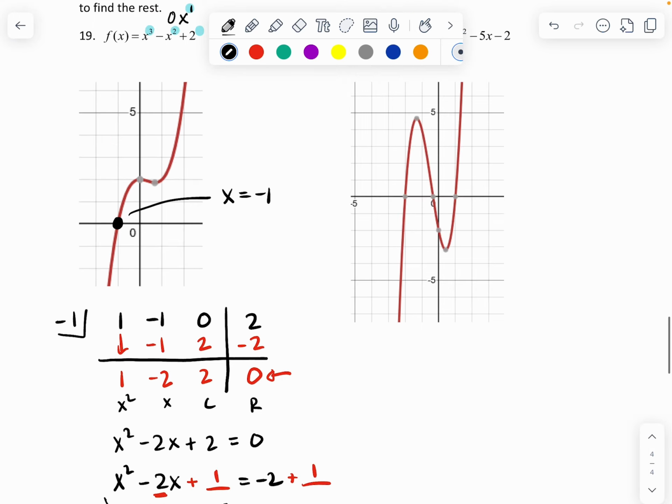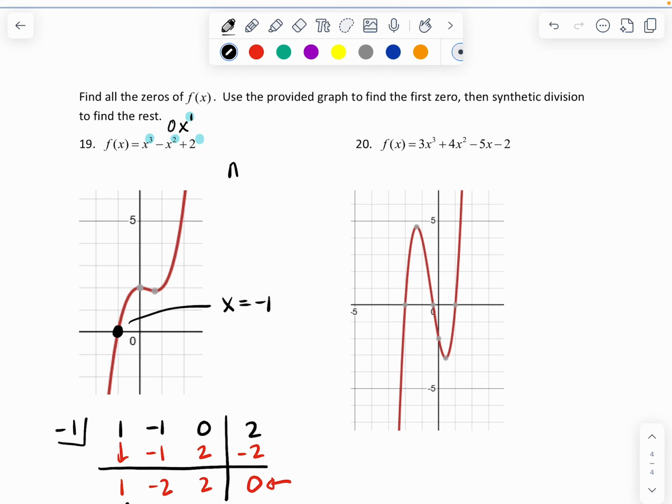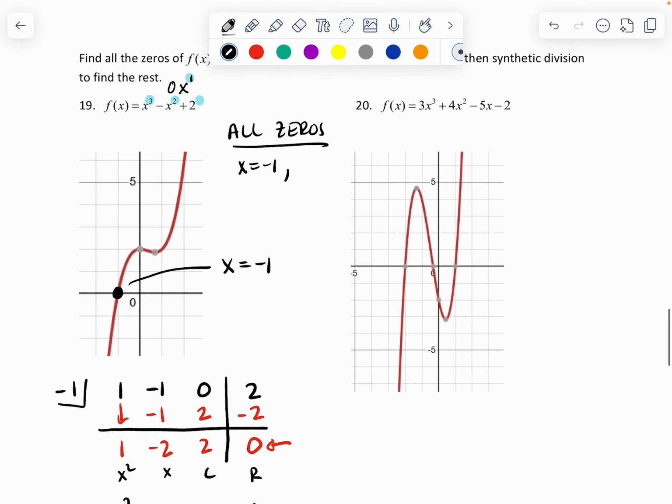So all the zeros here, if I want all the zeros, I have x equals -1. That's the one I got off the graph. And then my other two are 1 plus or minus i.